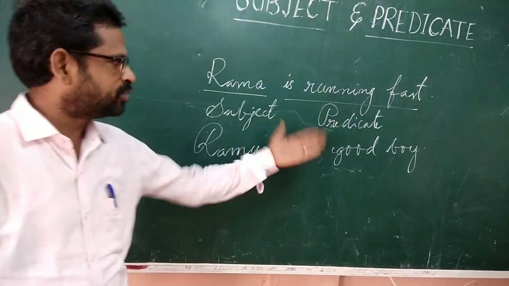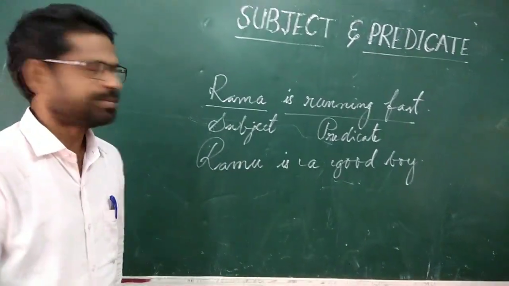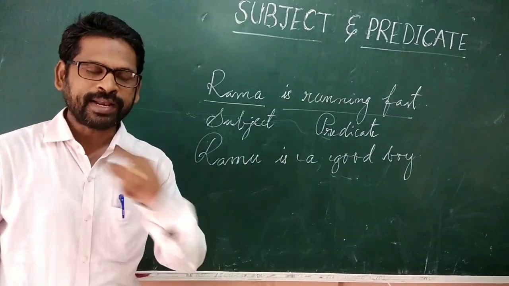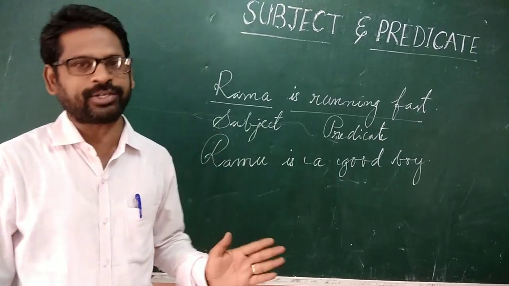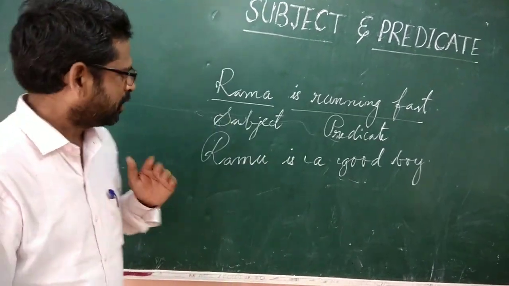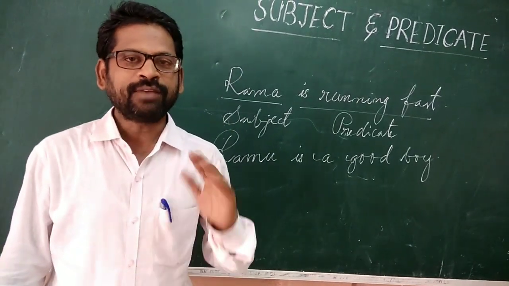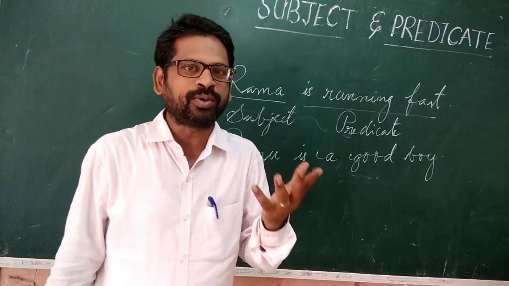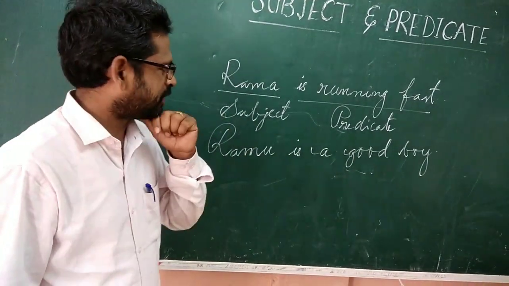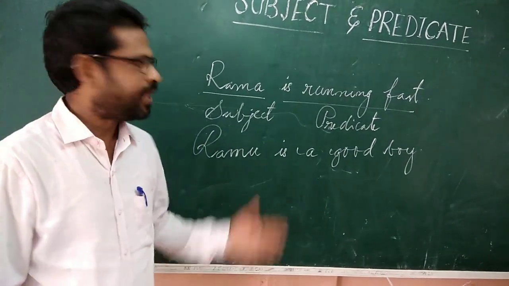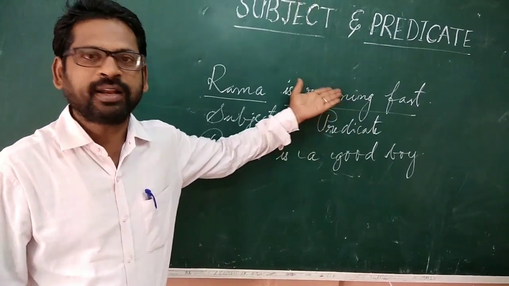Ramu is a good boy. Identify the subject from this sentence. To identify the subject, according to the previous definition, we need to know the action word. Ramu is a good boy. There is no action word here. If there is no action word, you will not be able to say who does that action. First of all, you need to know the action. There is no action. Then how to identify? Without the verb, you cannot make an English sentence.